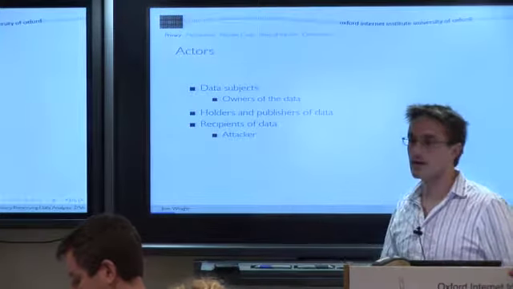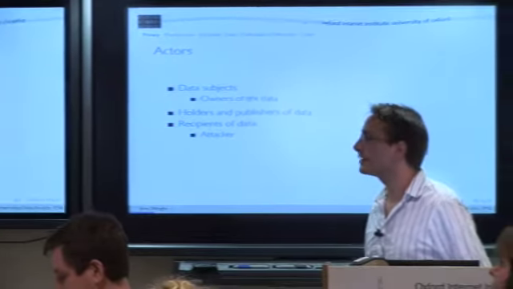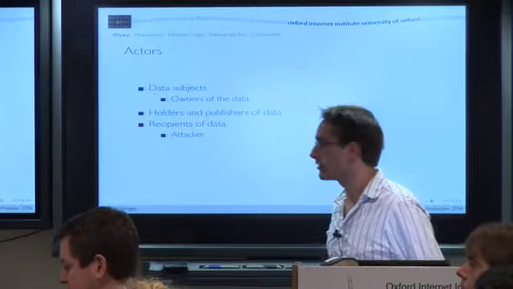They're the data subjects. This is Joss, Alice, and Bob in the example we just saw. And these are people that own the data. These are the people about whom the data is gathered.